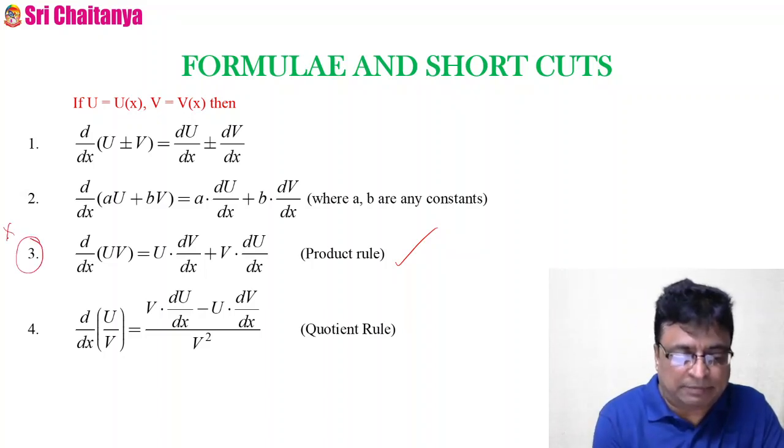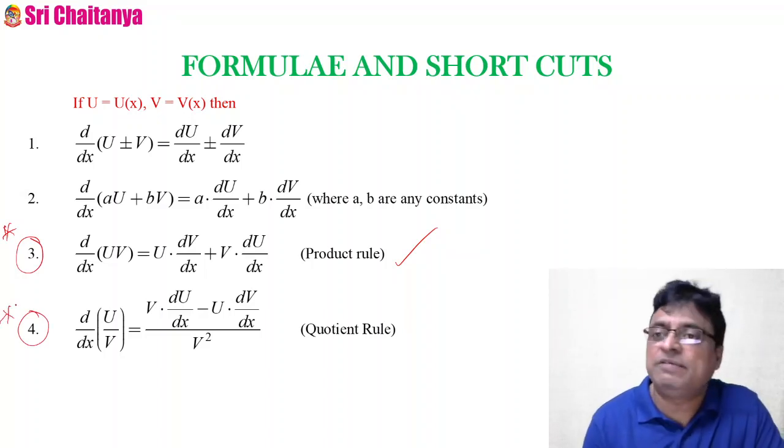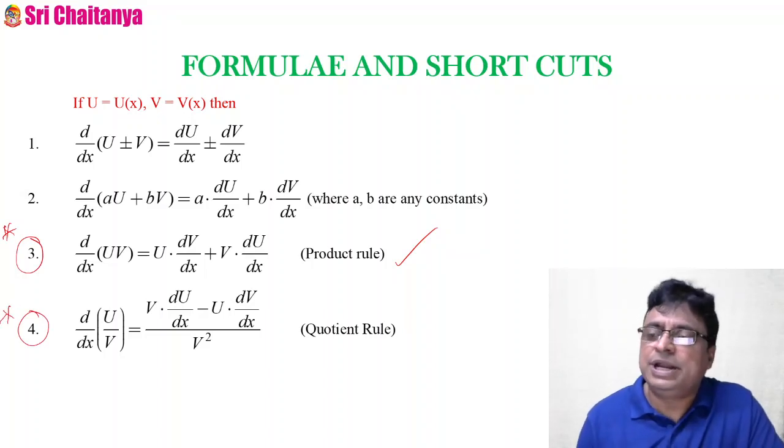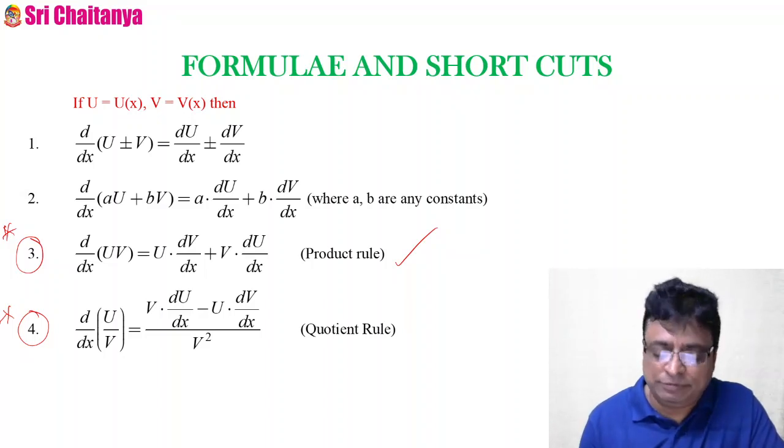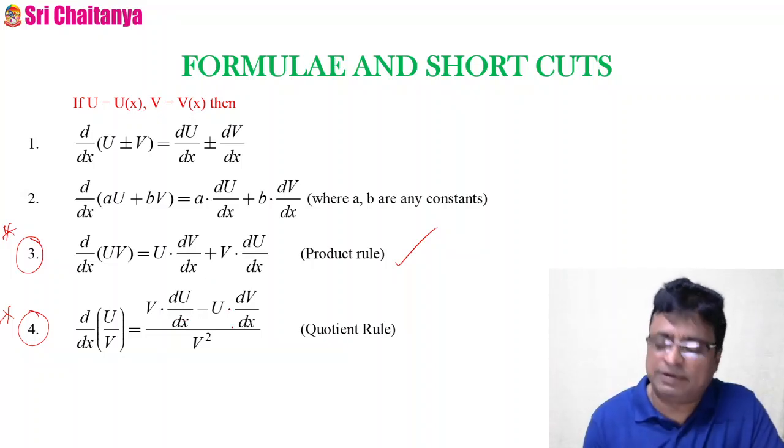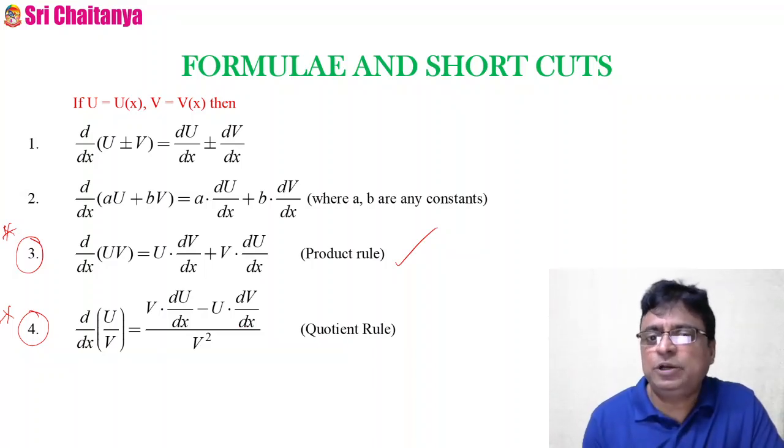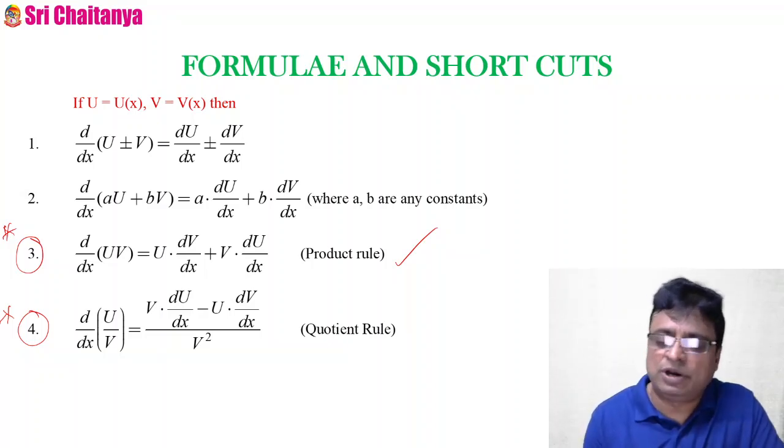Important formula. Now the next important formula, the quotient formula or u by v formula. D by dx of u by v equals v into du by dx minus u into dv by dx, whole divided by v square. Once again, d by dx of u by v equals v into du by dx minus u into dv by dx, whole divided by v square. This is called the quotient rule.